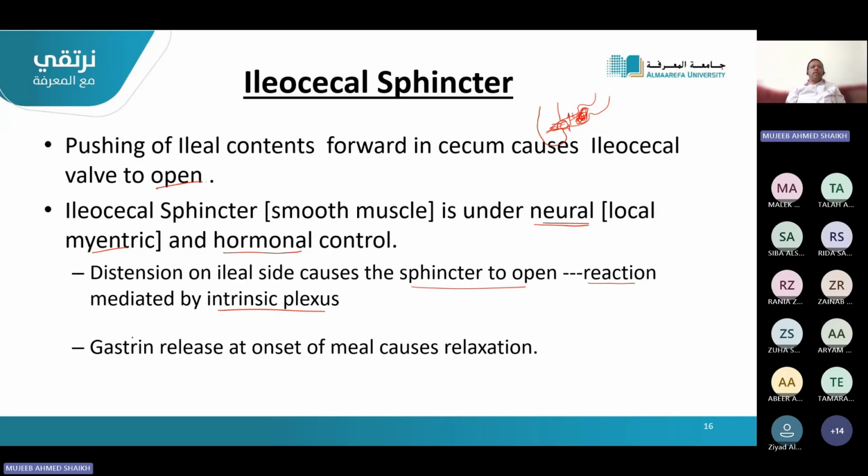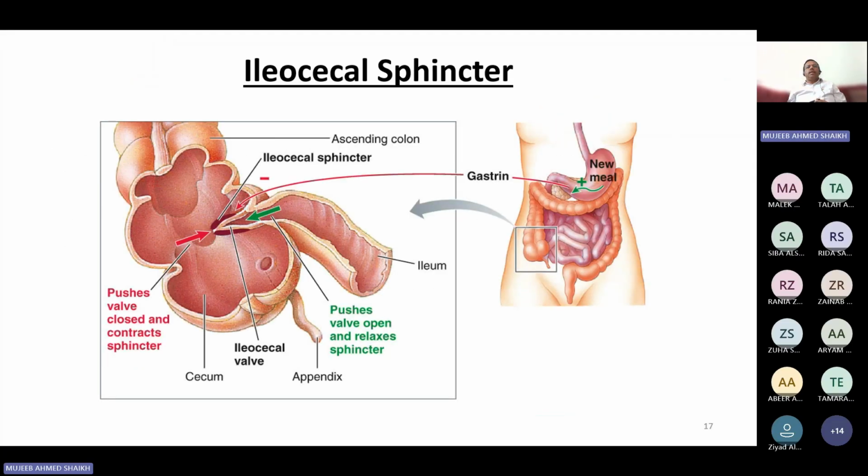Also, because of the hormone gastrin. From where is the gastrin coming? From the stomach? Yes, from the stomach. So gastrin is coming from the stomach. When the food is in the stomach also, or it is released from there, it will cause the relaxation of the ileocecal sphincter. So hormonal control as well as neural control to open the ileocecal valve.